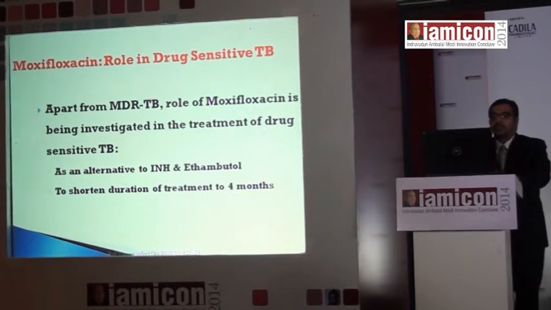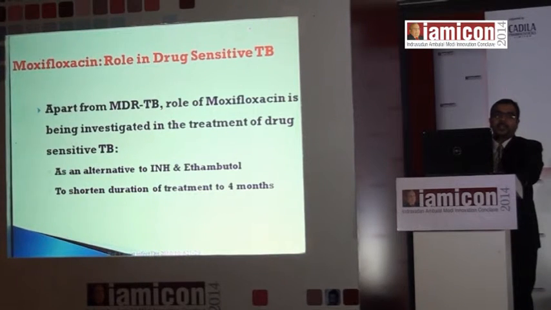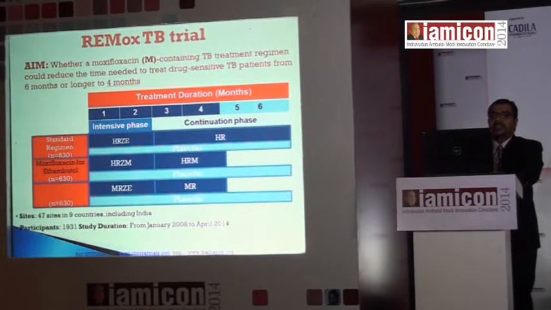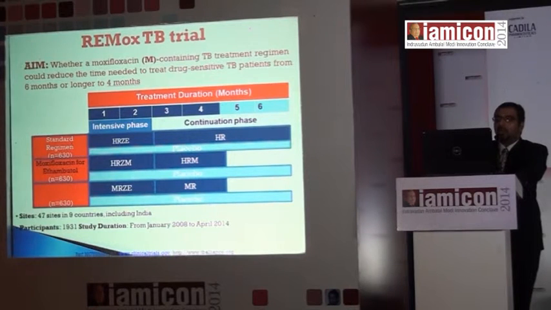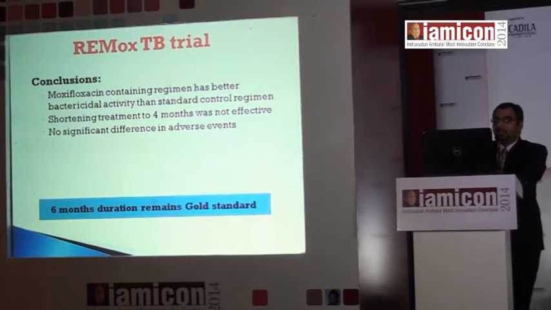Then moxifloxacin. It was introduced as an alternative to INH or ethambutol, and it was proposed that it can decrease the duration of treatment to 4 months. So a trial was done to check this. It was the REMoxTB trial, where moxifloxacin was replaced for ethambutol or INH in the initial or continuation phase. The conclusion was that it can replace both drugs, but the proposed theory that the treatment can be shortened was wrong. So the standard treatment is a 6-month minimum.